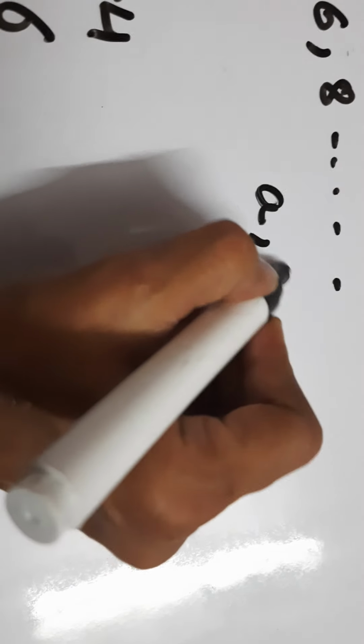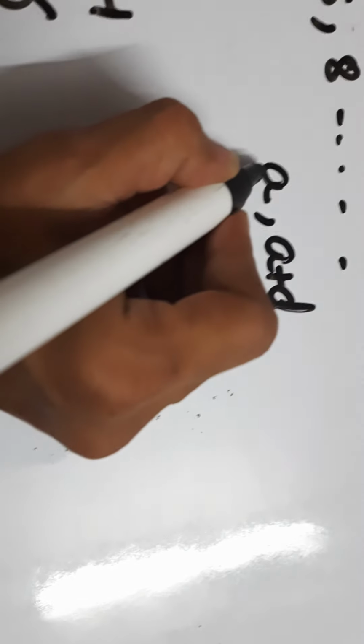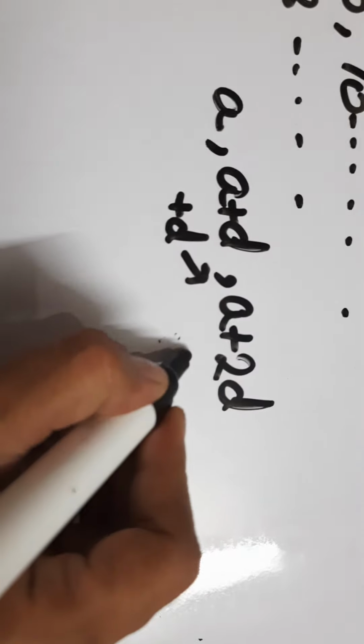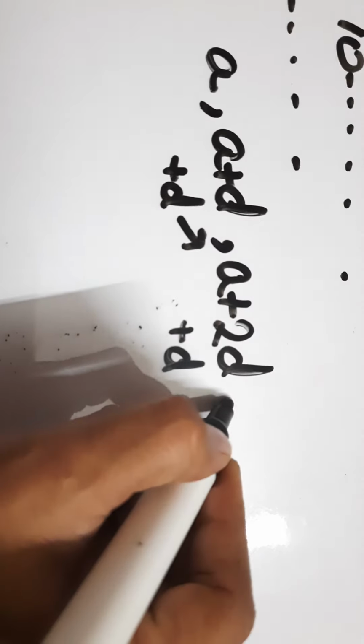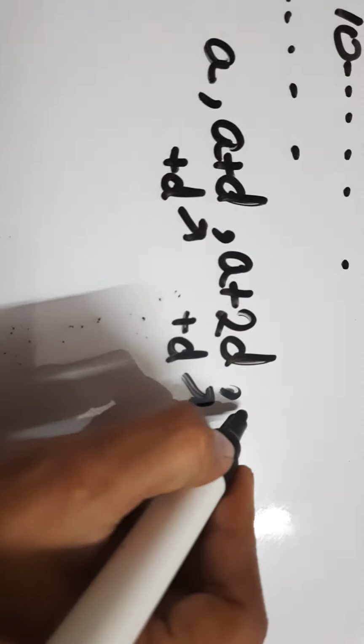So the general AP series is denoted as a, a plus d, where a is the first term. If we add the common difference to this, we get the second term. If we add one more difference, we get the third term as a plus 2d. Then again, if I add a difference to the third term, this is the first term, second, third, then I get the next term, a plus 3d.